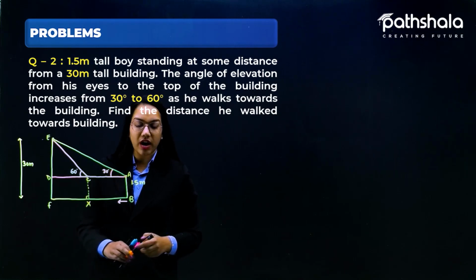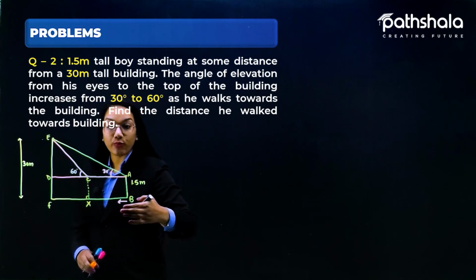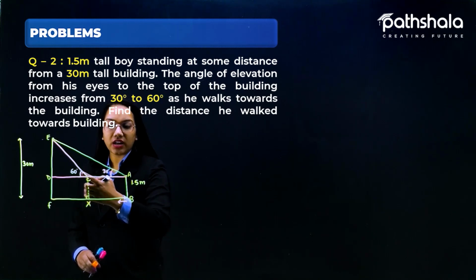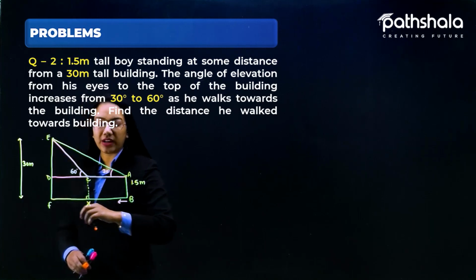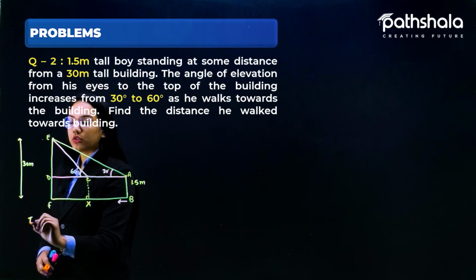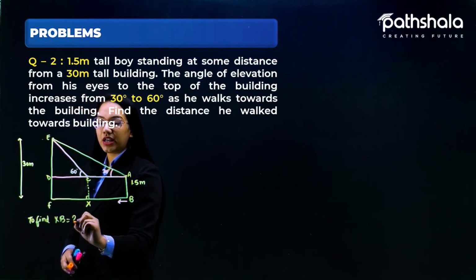So basically we just have to find this XB, that is, how much distance he actually walked towards the building. This is the point where he looked at the top of the building and made an angle of 60 degree, the angle of elevation from the eye of the observer to the top of the building. So this is his final point. We have to find this XB in total.